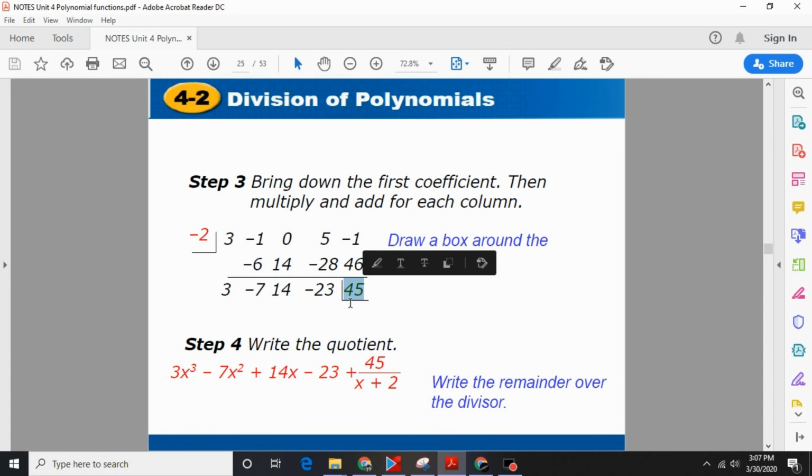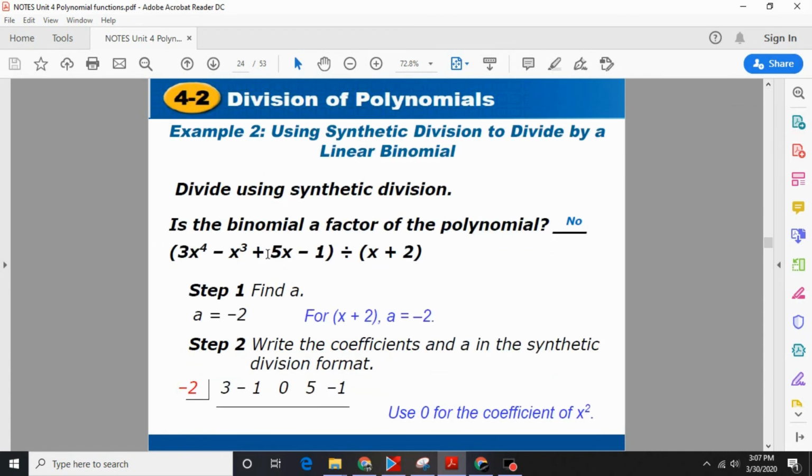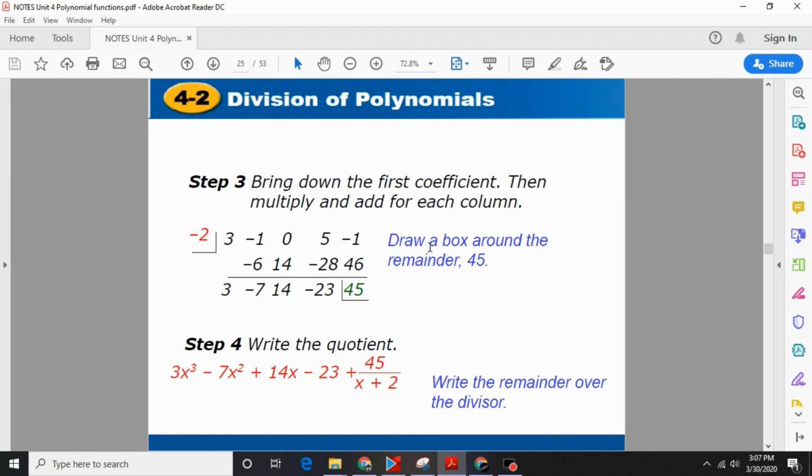That is not 0, which means that is a non-zero answer, so x plus 2 is not a factor of the original. And then when it comes to writing it down, our leading term was originally x to the 5th, so this becomes 3x to the 4th minus 7x cubed plus 14x minus 23 plus 45 divided by x plus 2, the original divisor.